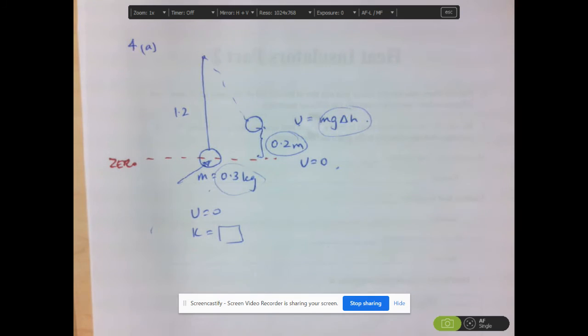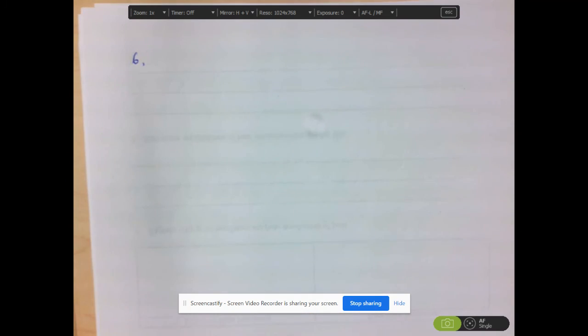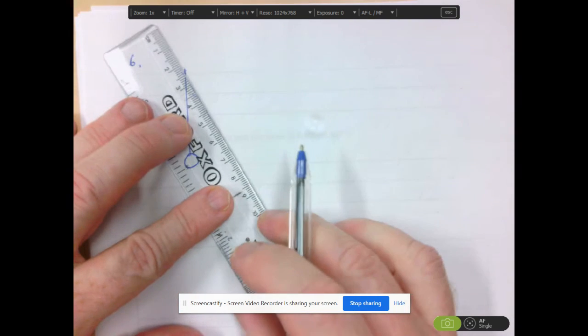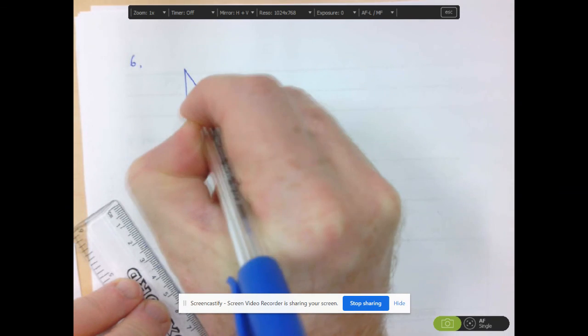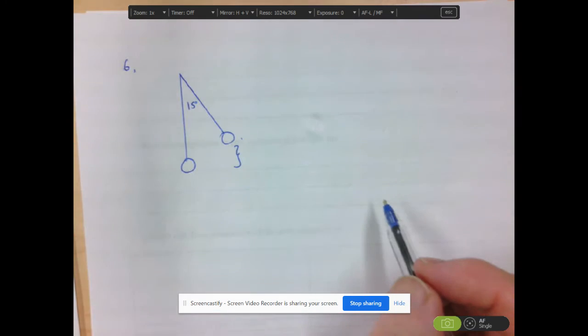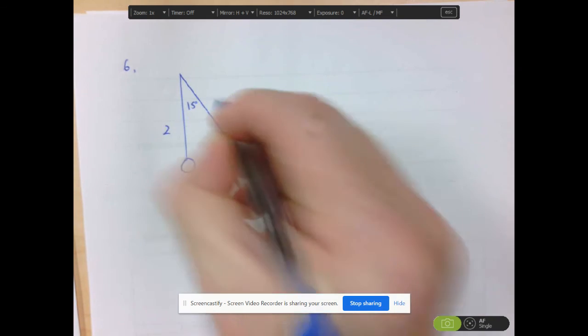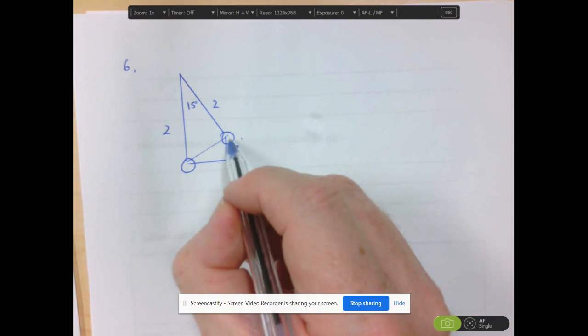The same thing is going to happen with question 5, so I'll skip that. Let's try question 6 because it is a slight variant to this one here, and I'll just start you off and hopefully you can continue with it. Question 6 is the pendulum, here it is being brought back through an angle of 15 degrees. As a result, you have to calculate, we know it's a 2 meter pendulum, so that is 2 there. We need to calculate this height here.